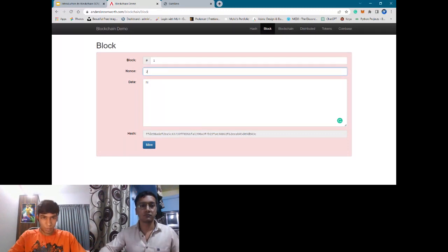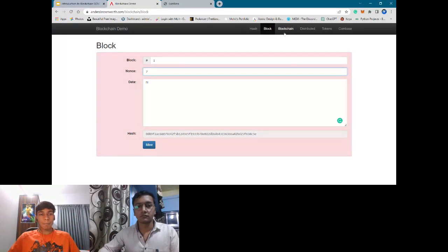2, no, it doesn't start with 0. Then 5, 6, 7. Yeah, 7 starts with four zeros. So you can just try all day long trying to figure out the number that makes the hash of that digital data start with four zeros. That is where the nonce concept comes in. So this is what a block looks like in general.